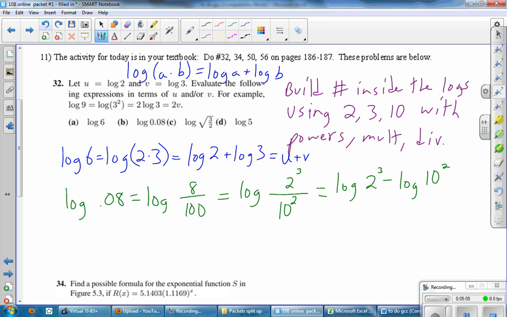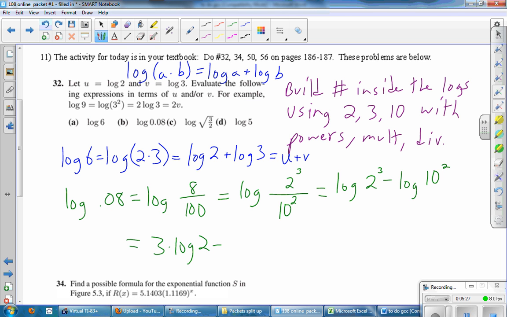So this equals, and now we can use the power property. Powers can come down: 3 times log 2 minus 2 times log 10. And actually, come to think of it, I don't want to use that property here. Let's use a different one.